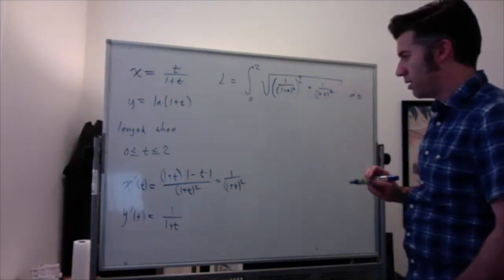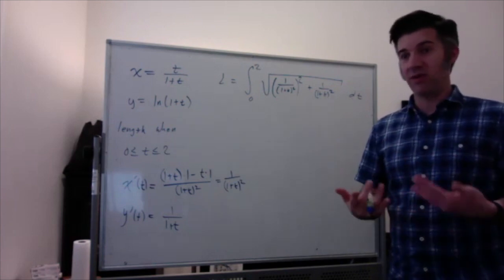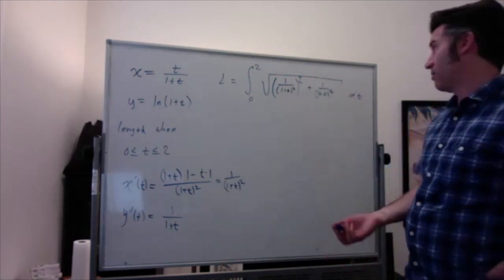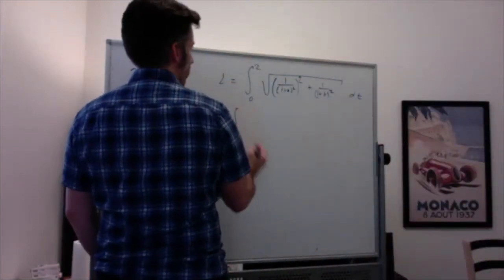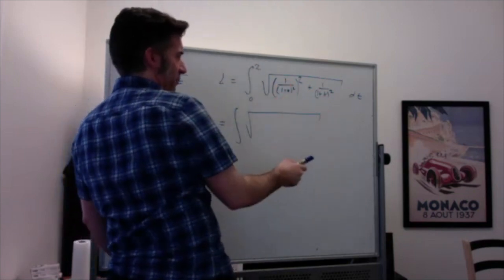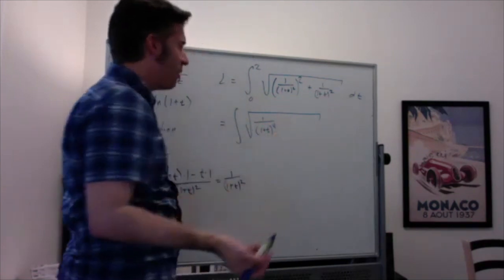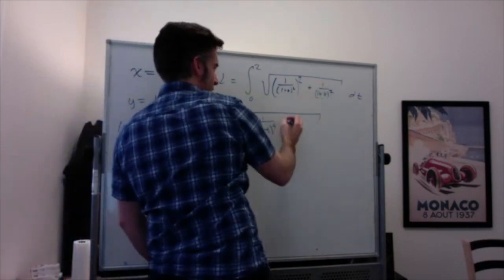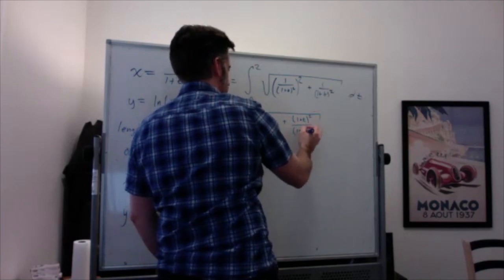squared. And now what should happen, if the problem has been written in a way that you're meant to be able to do it, is you should be able to deal with this inside somehow. I'm going to see that I've got 1 over 1 plus t to the 4th. And it probably makes sense to get a common denominator. So I'm going to multiply this by 1 plus t squared over 1 plus t squared. Right, this is 1 plus t squared over 1 plus t to the 4th.